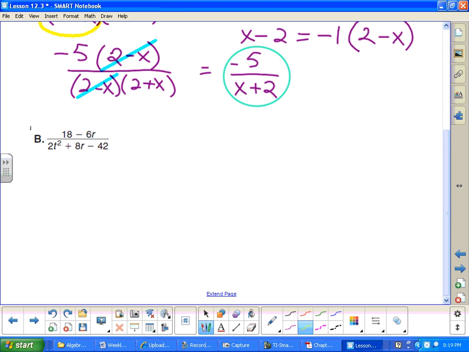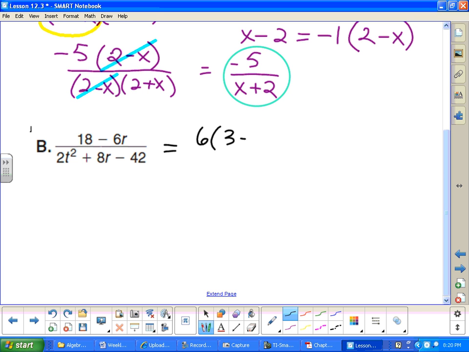Okay, let's look at another example. Now, remember, the first thing we're always looking for is, what do they have in common? So look at the numerator. These two both have a 6. So we have 6 times 3 minus r. Now in the denominator, these all have a 2. So first thing I can do is factor out that 2. So I'm going to factor out that 2 right here. T squared minus 4t minus 21. It's t.